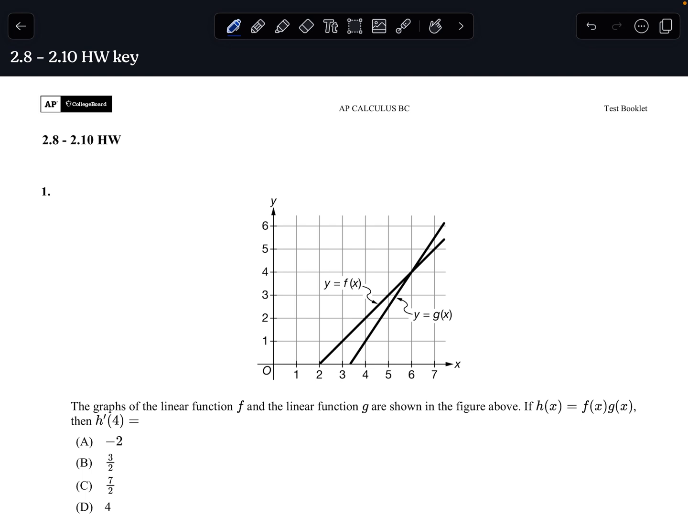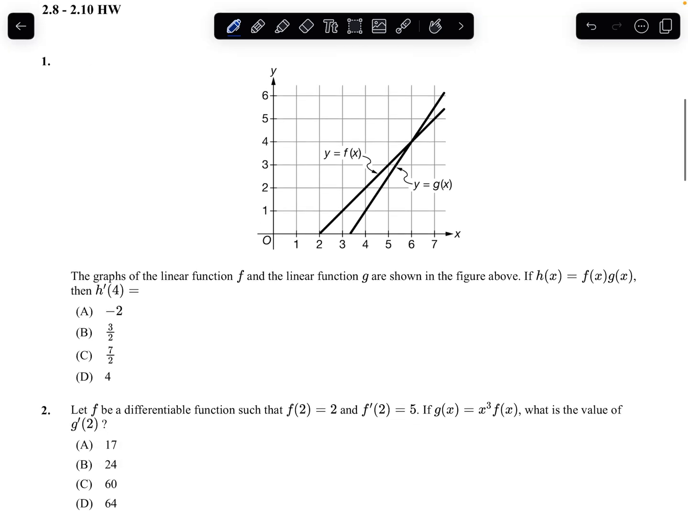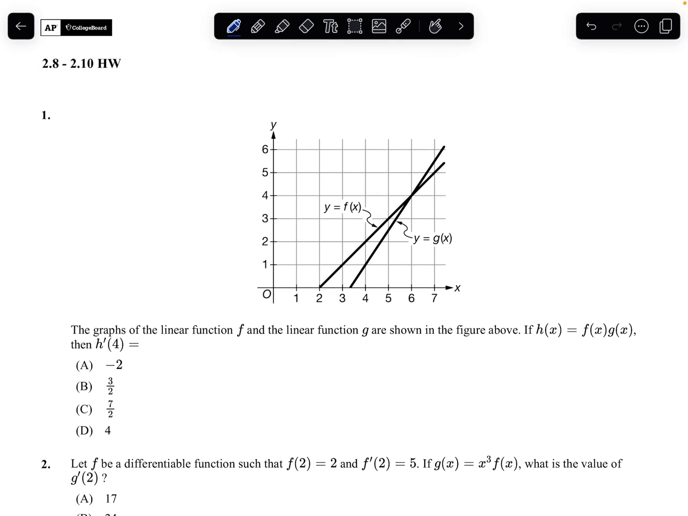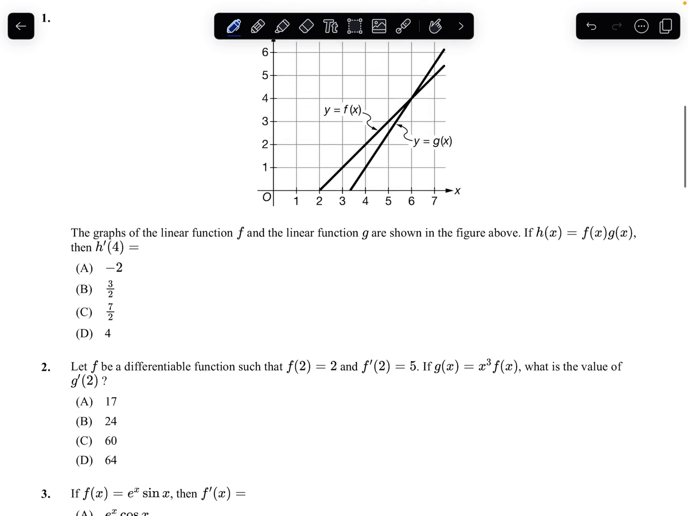I'm probably going to go through it pretty quickly because I'm tired, because I just got back from parent-teacher conferences and I am done working for today. So let's try and get this done quickly.